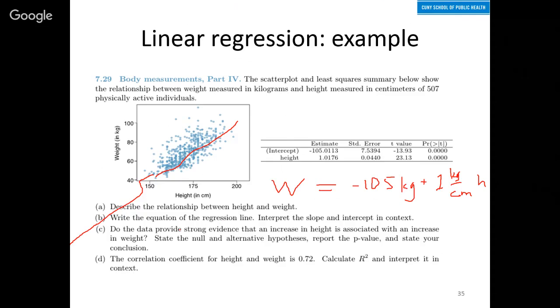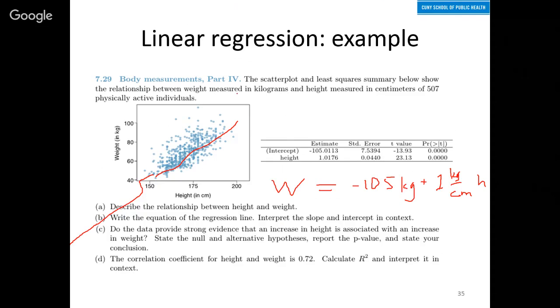Did the data provide strong evidence that an increase in height is associated with an increase in weight? Well, the p-value here is 0, so yes, it does. State a null and alternative hypothesis. Okay, we won't go through all of this, but the null hypothesis is that there is no relationship between height and weight.